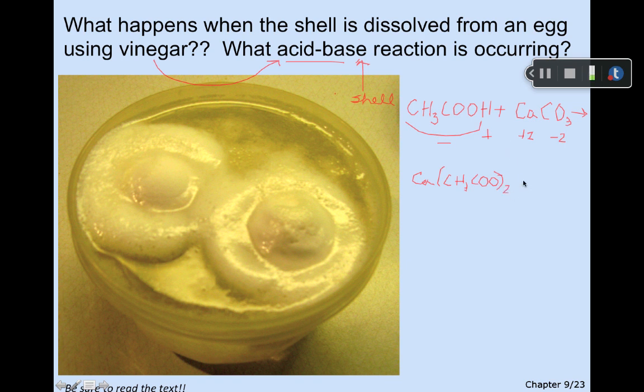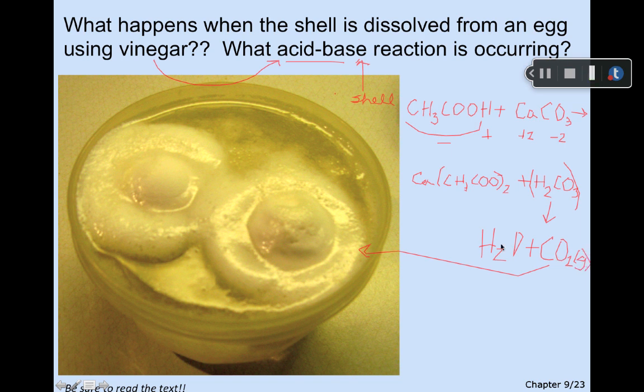Then the remaining ions are the hydrogen ion and carbonate. And to make that formula come out even, it requires 2 hydrogens to go with the carbonate. Well, this is one of those funny things, and we'll discuss this more in Chapter 10, that doesn't ever really occur long enough to be found because it immediately dissociates to make water and carbon dioxide. So that is what explains all the bubbles that you see in this reaction, in this picture of the eggs. So all those bubbles are the carbon dioxide gas that evolves in this reaction.